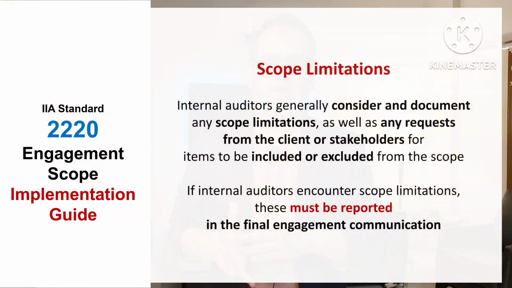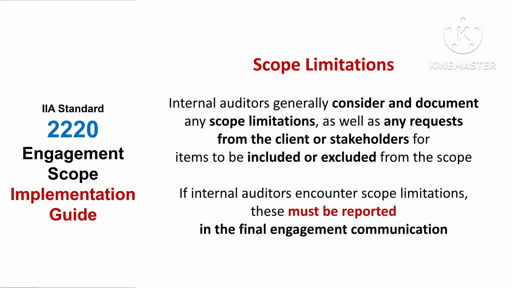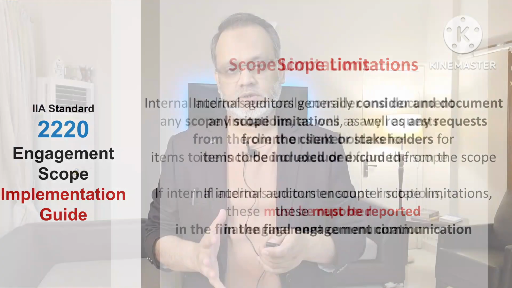So what to do in case of scope limitation? Internal auditors generally consider and document any scope limitations as well as any requests from the client or stakeholders for items to be included or excluded from the scope. If internal auditors encounter scope limitations, these must be reported in the final engagement communication.